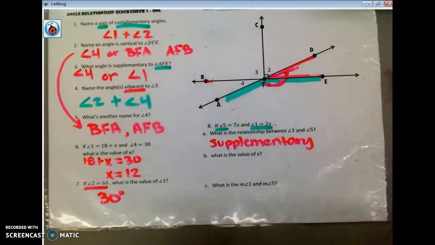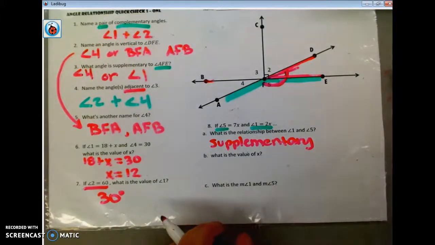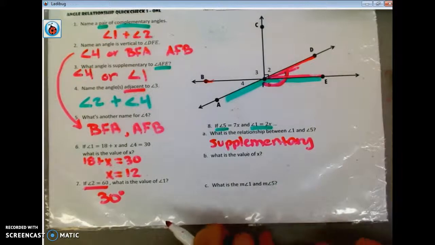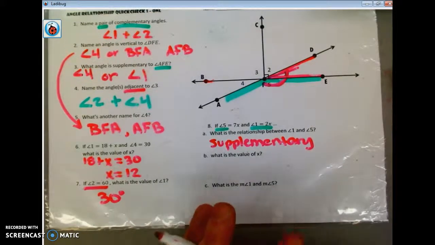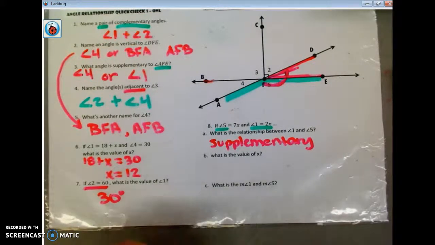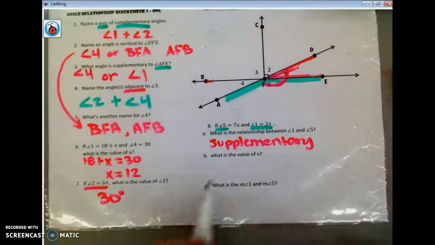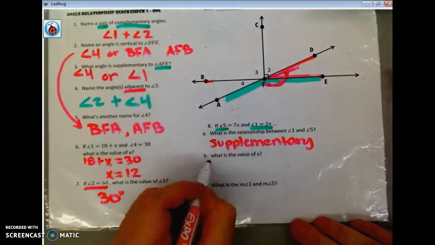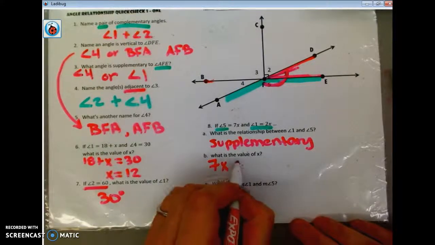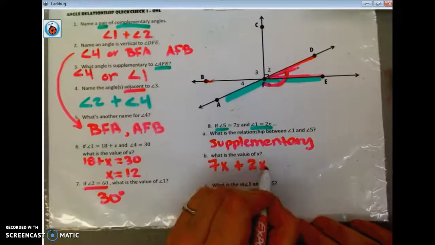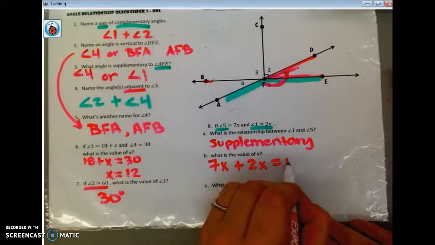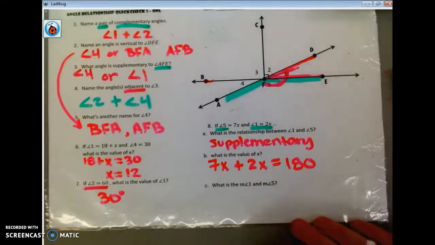Again, even if you forget your vocab word, three kinds of relationships. Add up to 180, add up to 90, or they're equal in value. And even just looking at them, they don't look equal in value. One is obtuse and one's acute. So they're not going to add up to 90 because there's no little box that says that. All right? So if they're adding up to 180, well, I have 7x for angle 5 and 2x for angle 1. They add up to 180 degrees.